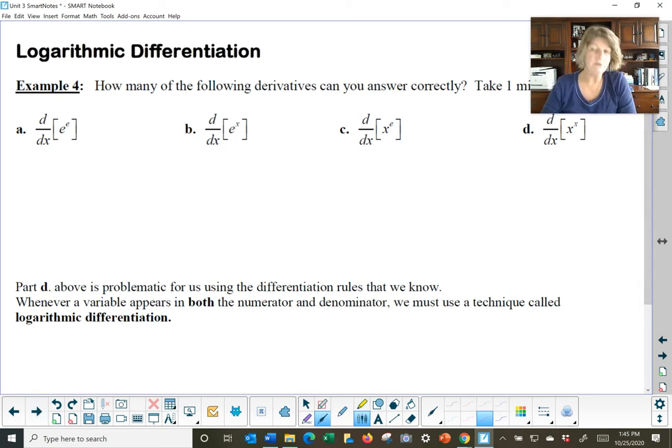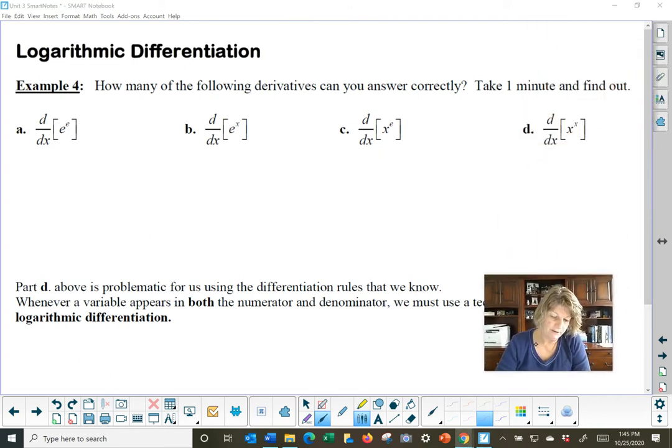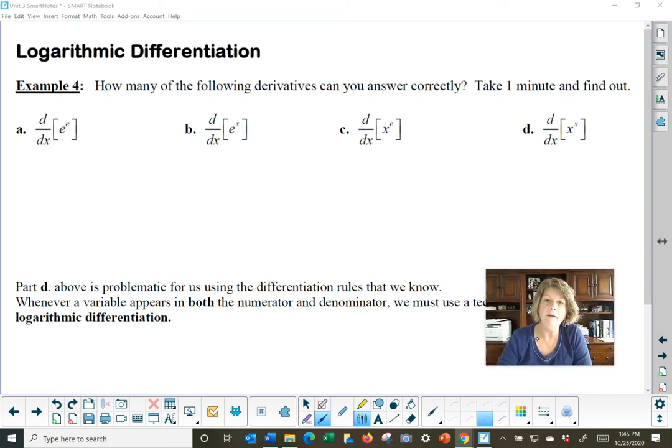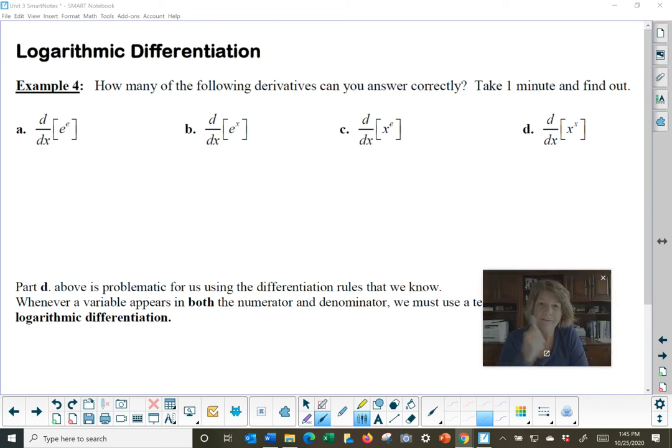Whew, those are hard problems, or they just take a long time. Example 4. This one is under the topic of logarithmic differentiation. And it says, how many of the following derivatives can you answer correctly? Take 1 minute and find it out. Hit pause, give it a shot.